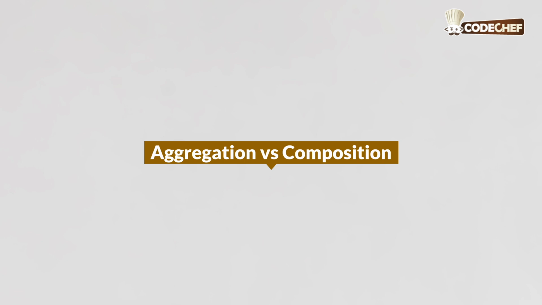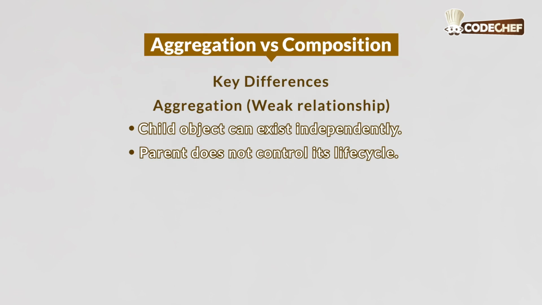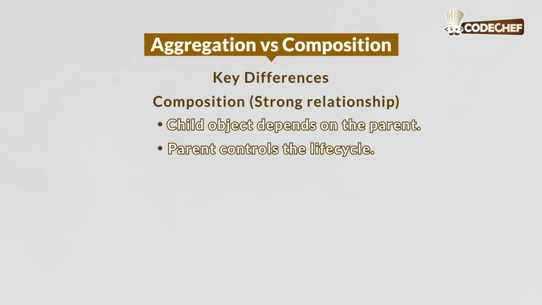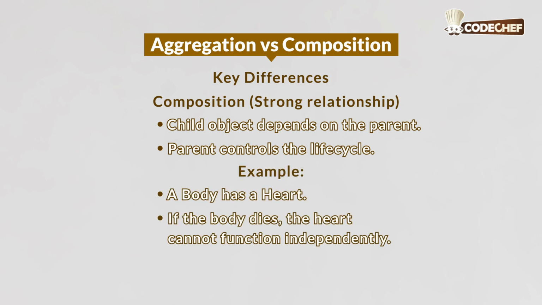Aggregation versus composition. The key differences between them are: aggregation is a weak relationship where the child object can exist independently and the parent does not control its life cycle. For example, a department has students and if the department closes, students still exist. Whereas composition has a strong relationship, the child object depends on the parent. The parent controls the life cycle. For example, a body has a heart and if the body dies, the heart cannot function independently.